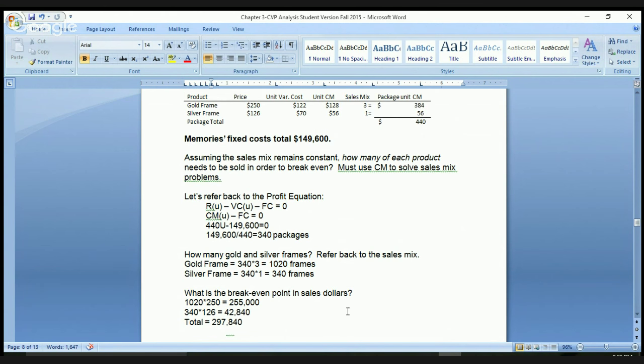So now, what is the break-even point in sales dollars? I'm going to take the 1,020 times the 250, which is my unit price for the gold, and I come up with $255,000. Then I take the 340 times the 126, which is my sale price for the silver frames. I get 42,840. I add those two numbers together, I get $297,840.